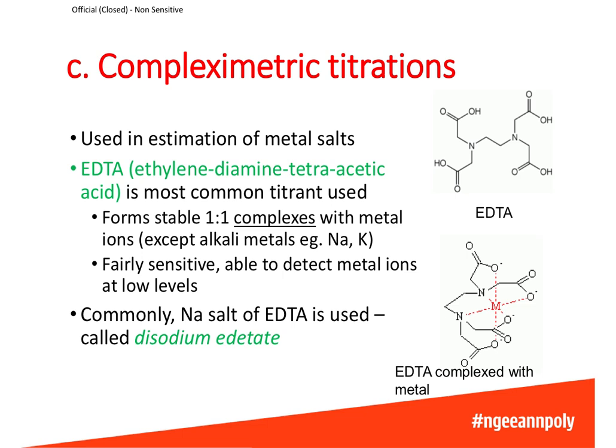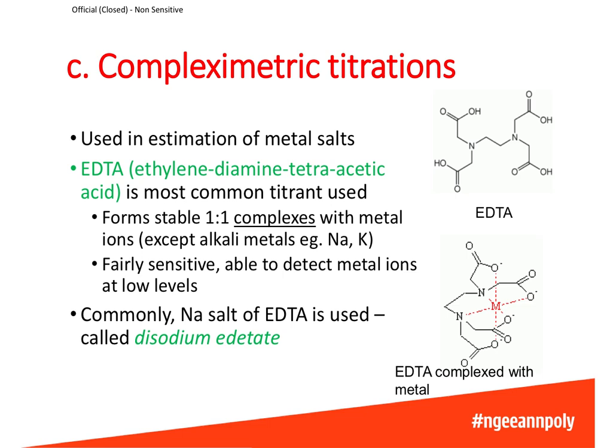Next, let's take a look at compleximetric titrations, where complex ions are formed. This type of titration is most commonly used in the estimation of metal salts. EDTA, which stands for ethylene diamine tetraacetic acid, is the most common titrant used. EDTA forms stable 1:1 complexes with many metal ions, except for alkali metals such as sodium and potassium. The structure of the complex ion is shown on the lower right.